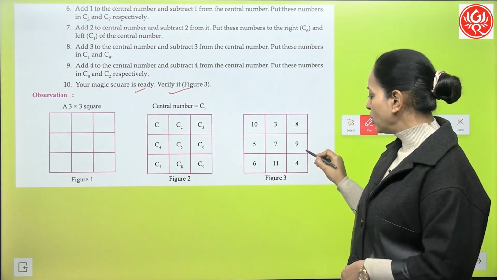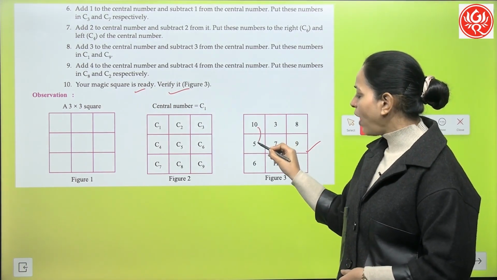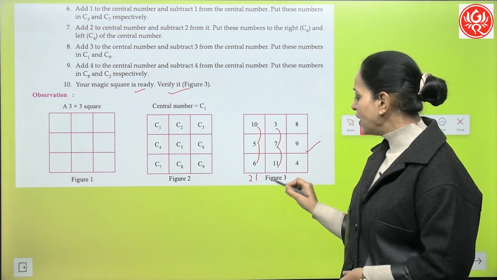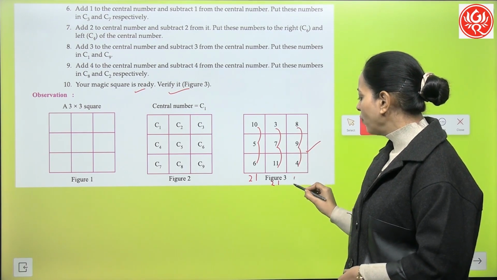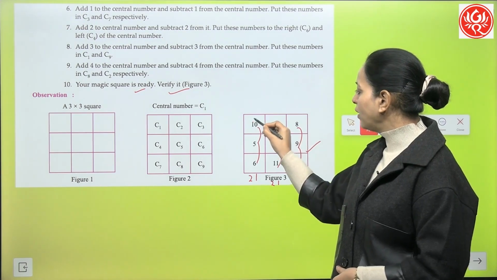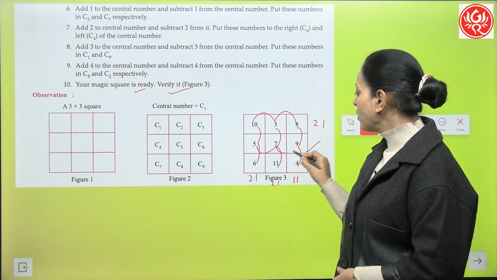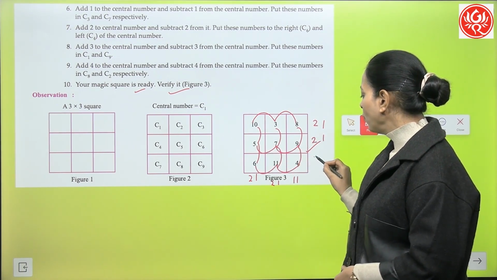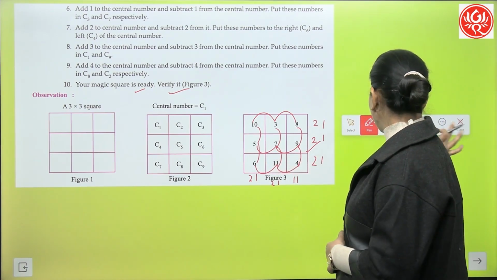Verify it. Now this is the figure we are getting. So now we can verify. 10 plus 5 plus 6. This is 21. 3 plus 7 plus 11. This is 21. 8 plus 9 plus 4. This is 21. If you add like this, 10 plus 3 plus 8, 21. 5 plus 7 plus 9, 21. 6 plus 11 plus 4, this is also 21. So this is the magic square.